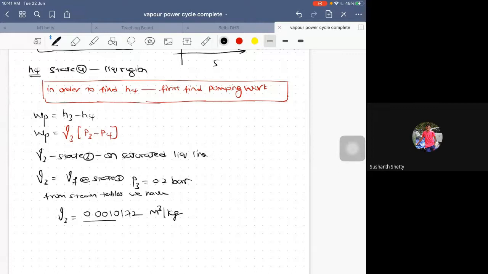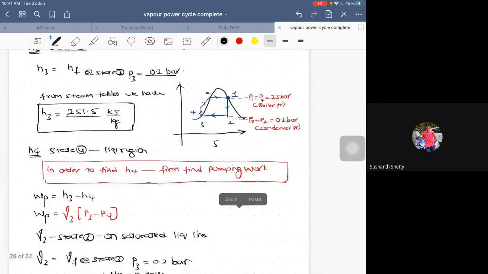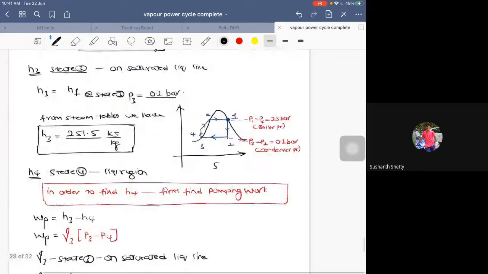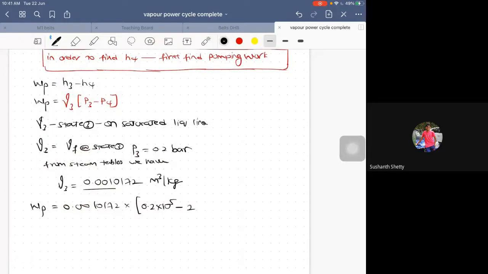Remember, when you are substituting in order to calculate WP, you have to substitute pressure in Newton per meter square. The units will help if you have a doubt. Multiply by the P3 value. What is the pressure at state 3? It is 0.2 bar, so it is 0.2 into 10 to the power of 5 Newton per meter square, minus the value of P4 at state 4. State 4 pressure is 25 bar, so it is 25 cross 10 to the power of 5. So match the units if you have a doubt.